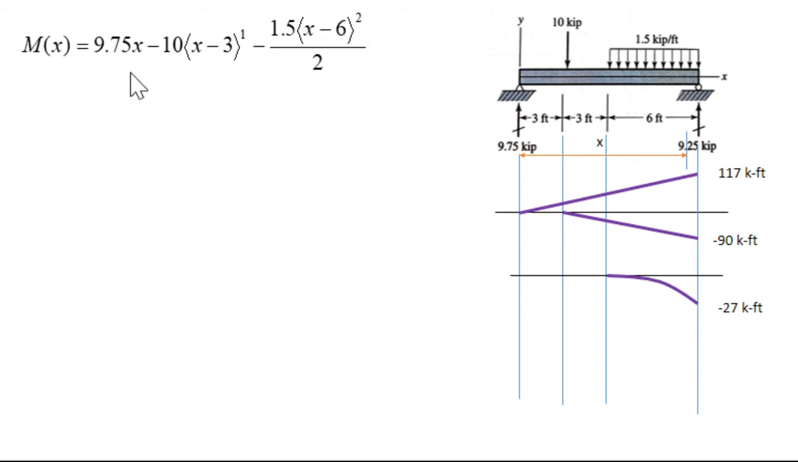When we write this moment expression, we'll write it using pointed brackets. This pointed bracket means for this section only the first term will be valid. For the next section, these two terms will be there, the third term will not be there. If you take this section, this is the total moment expression.